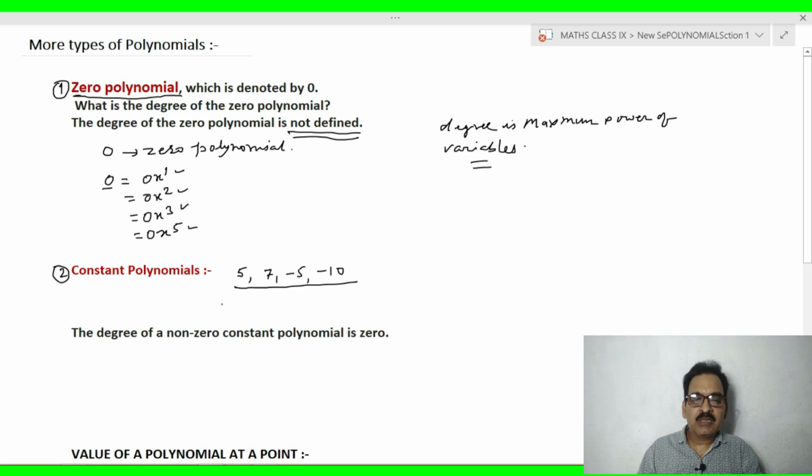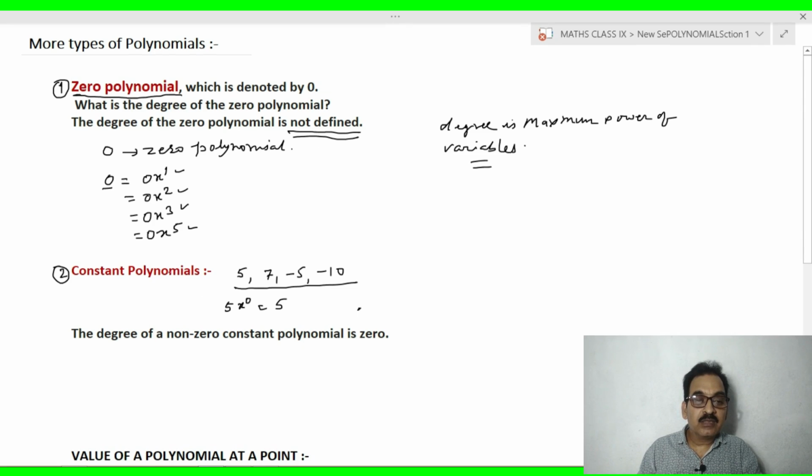We can also write 5 into x to the power 0, which means 5. So the variable has no meaning here, since anything to the power 0 becomes 1, so the variable is not required, and we write only the constant number. Hence it is called a constant polynomial. But you have to keep in mind it should be non-zero: non-zero constant numbers. 0 is not included in constant polynomials because 0 is already taken as the zero polynomial.